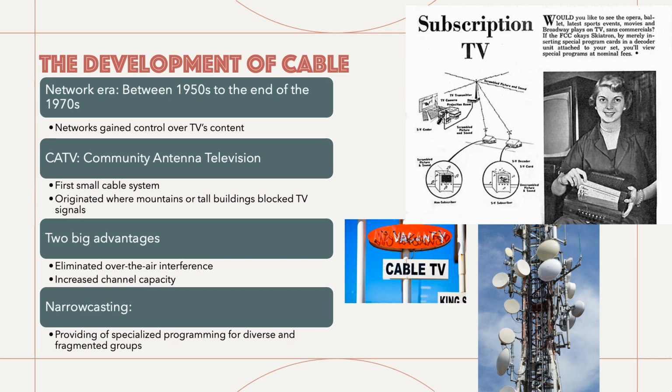Cable sort of runs alongside network television in its development. Network television was the only model until the 1960s. Cable starts to appear at the end of the 1970s. Cable stations had more flexibility, could offer a wider range of programming than networks could. They eliminated over-air interference because of the structures.